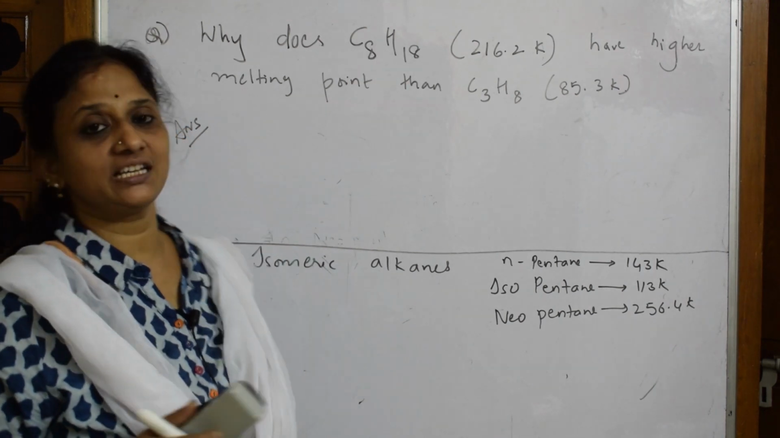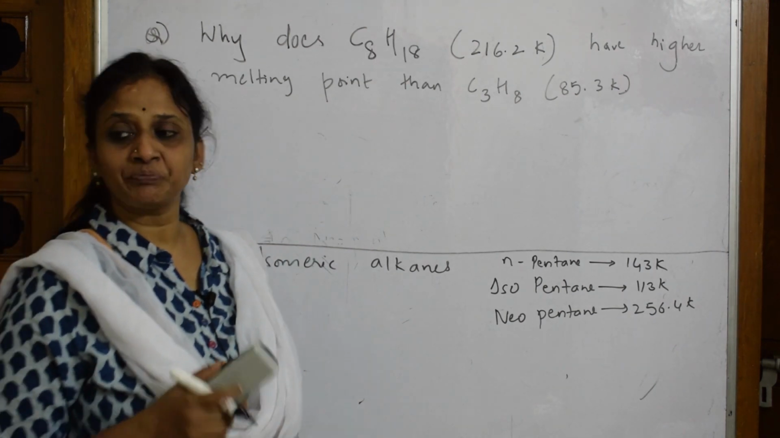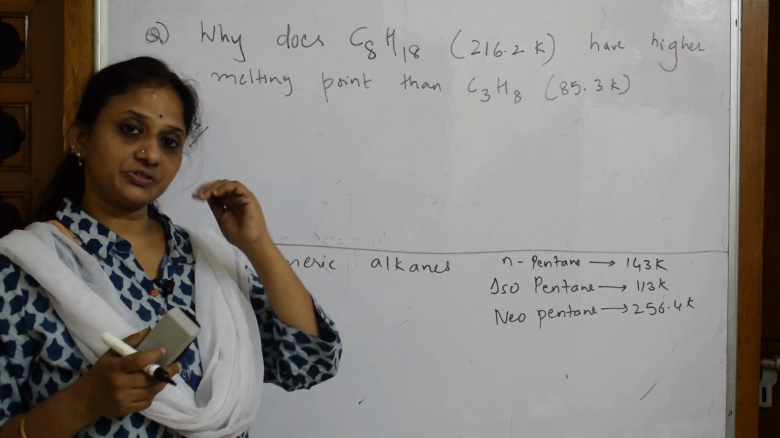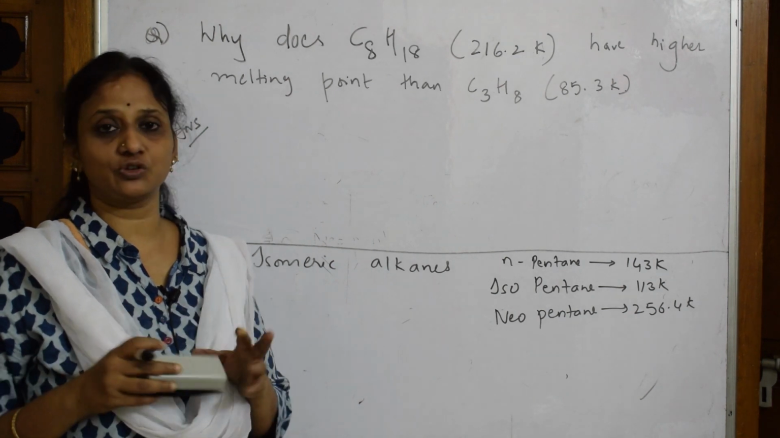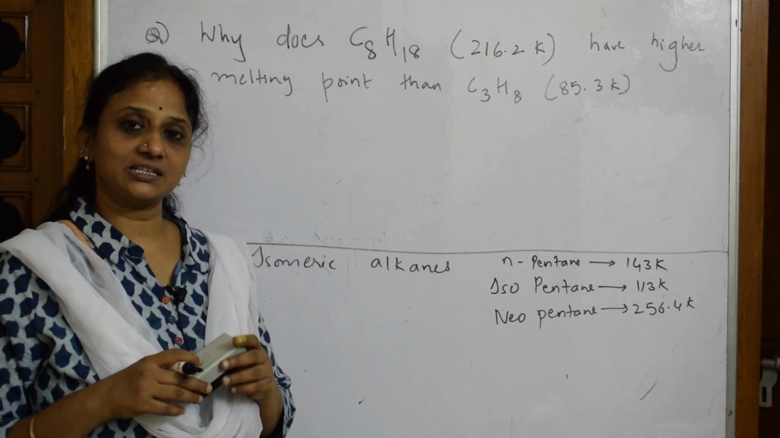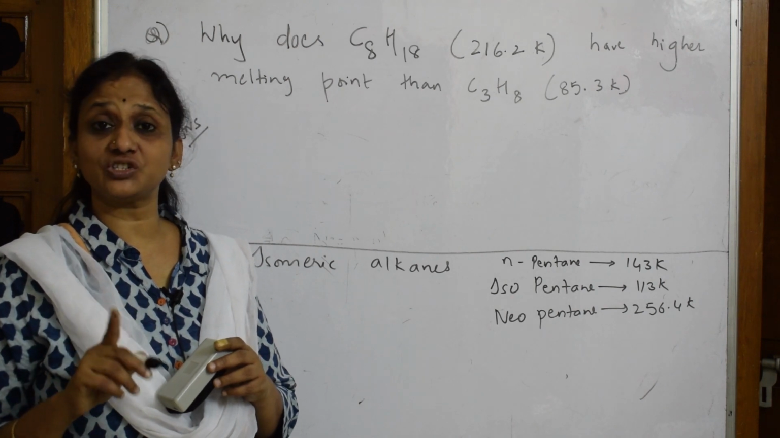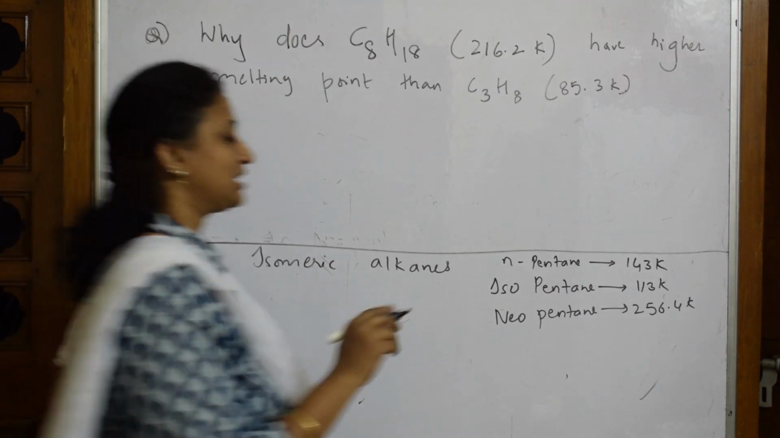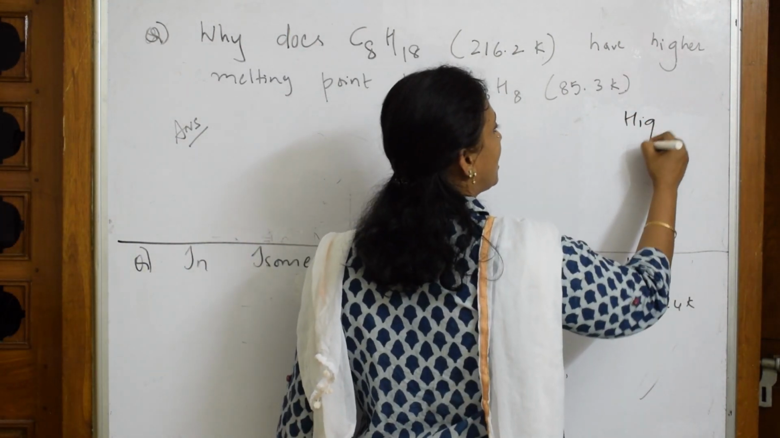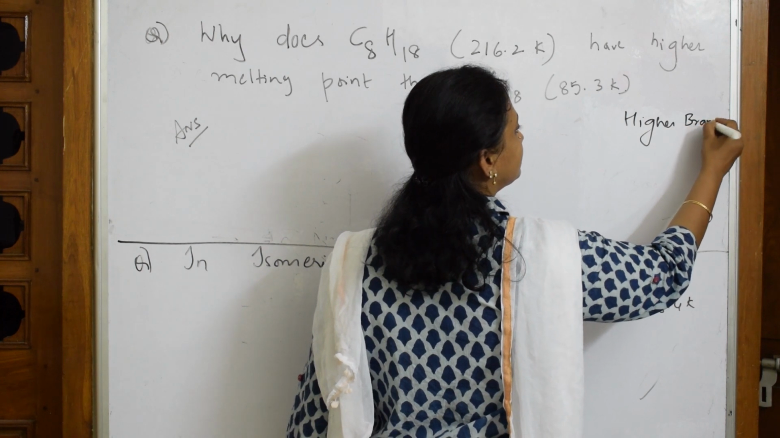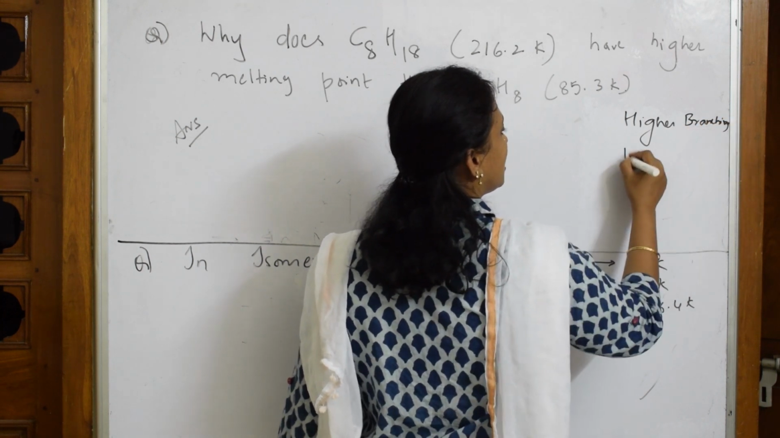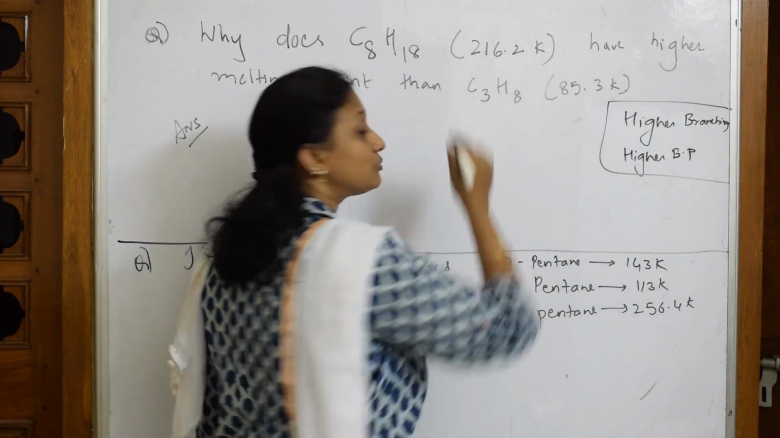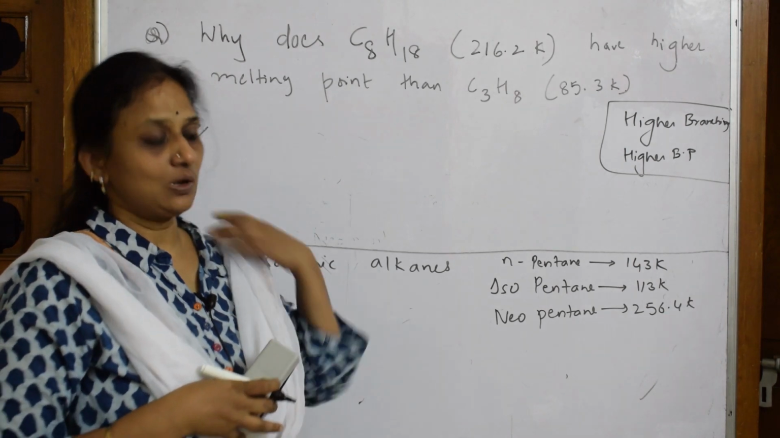Why does C8H18 have higher melting point? Always remember, whenever they give you a boiling point question, a melting point question, your concentration should directly go into the branching concept, right? So let's recollect again. Always higher the branching, more is the boiling point. That's the first important thing you should remember. Let us write that clue there. What is that? Higher branching means higher BP. This is for the boiling point. When I have to speak about melting point, same thing almost. What is that?